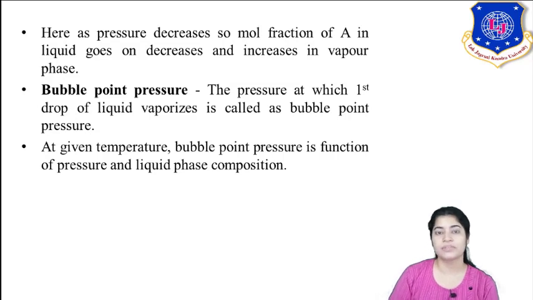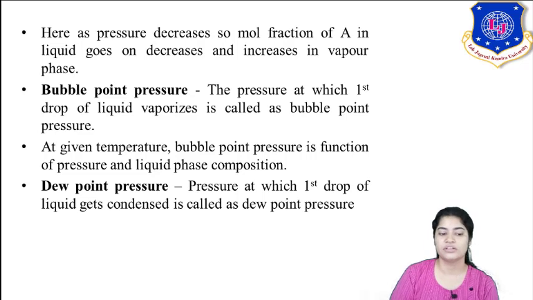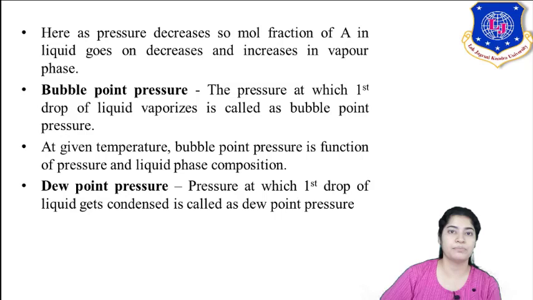Here note down that the total pressure of your system is going to affect all the readings, okay. Hence we will study later how the total pressure of the system affects. So just note this, at a given temperature your bubble point pressure is a function of the pressure of the system and liquid phase composition. Now what is dew point pressure? It is the pressure at which the first drop of liquid gets condensed. If I reverse the situation, I start with a vapor phase mixture of more volatile and less volatile components.